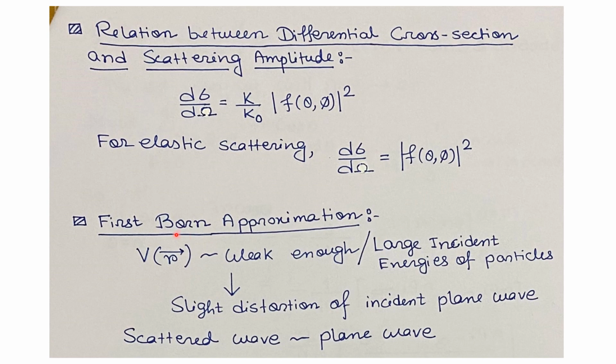Now we'll discuss an approximation in scattering theory, that is the first Born approximation. So what does this first Born approximation tell us? This approximation tells us if the scattering potential or the target potential V(r) is weak enough, or we can say the incident particle energies are large enough compared to the scattering potential, then there will be slight distortion of the incident plane wave. In such a case, we can approximate the scattered wave as a plane wave.